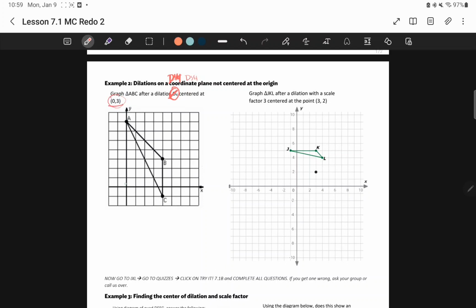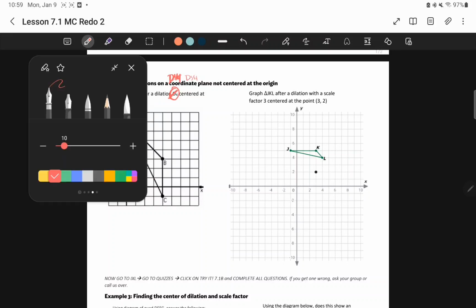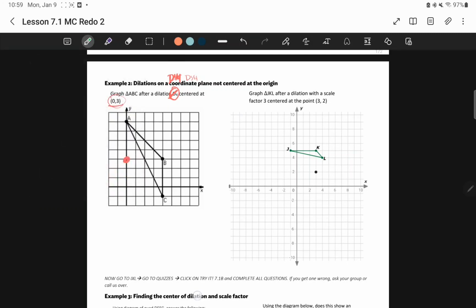So we're going to plot 0, 3. 0, 1, 2, 3. Here's our center. Just like yesterday, if we made it to this video, you're going to use slope, which is rise over run, to dilate when your center is not at the origin.